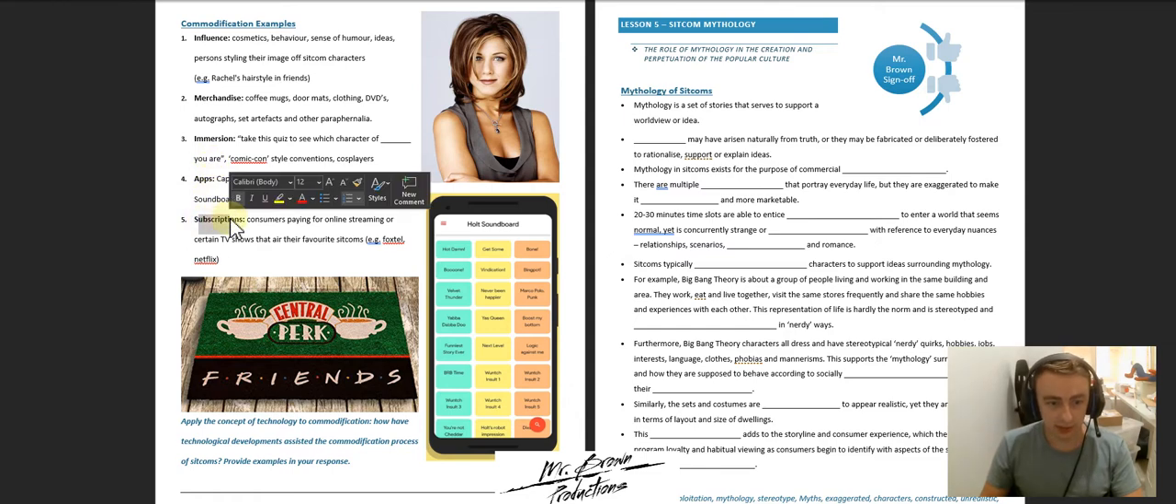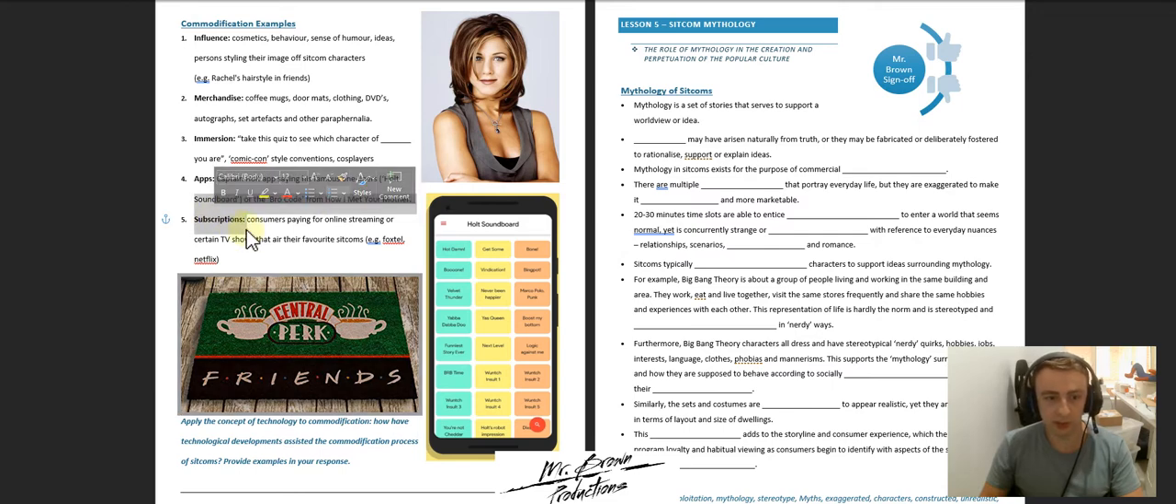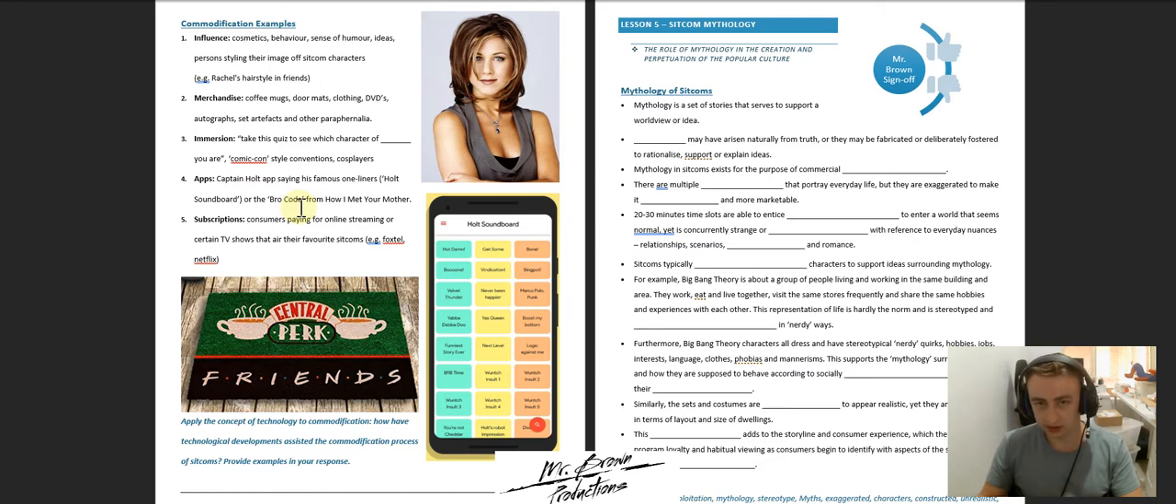And then the last one, there's probably more, I just listed the top 5 I could think of, is subscriptions. So people are obviously paying for online streaming, whether that's Netflix, Foxtel, Stan, Disney, whatever 1,000 streaming services there are out there now, Apple TV. By paying for that, you are by extension likely to be consuming some form of sitcom at any point in time. And so that's an example of commodification because it's part of the suite or package that you get.